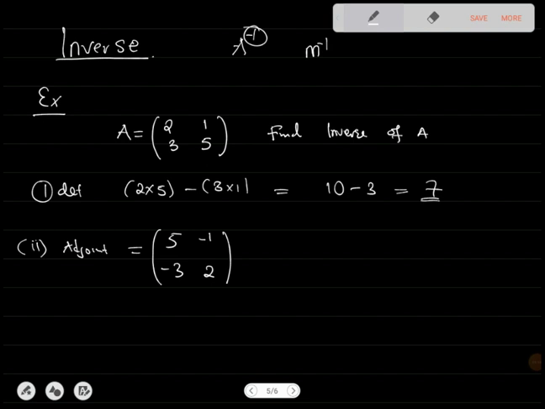Please don't forget to swap elements in the major diagonal and change signs for each element in the minor diagonal. Then we are going to say inverse is equal to 1 over the determinant, which is 7. We multiply by the adjoint matrix itself. And that's your inverse. If you want, you can multiply throughout. You can leave it there, there's no problem.